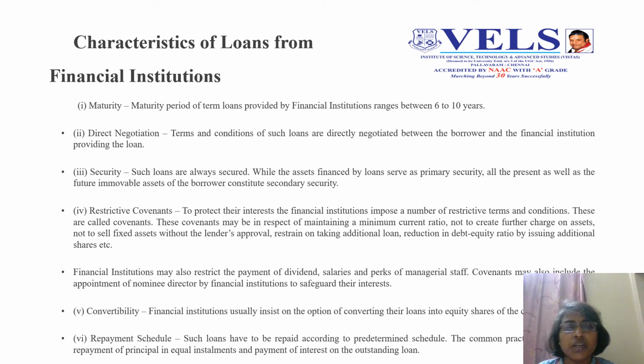So the financial institution may also restrict the dividend, salaries and other things. Convertibility is another characteristic of financial institutions. Many banks give a huge amount of money in the form of a loan, but if the particular company is not able to repay, they want to convert that loan into equity shares. So they get ownership by converting their loan into equity.